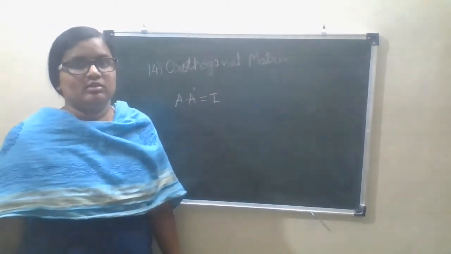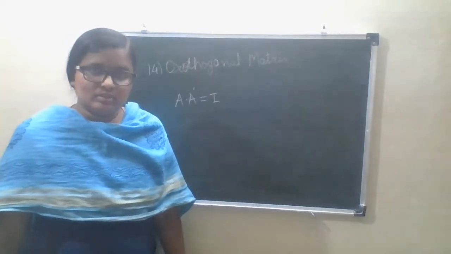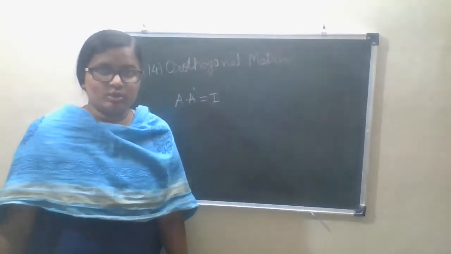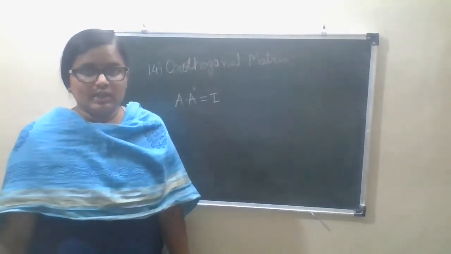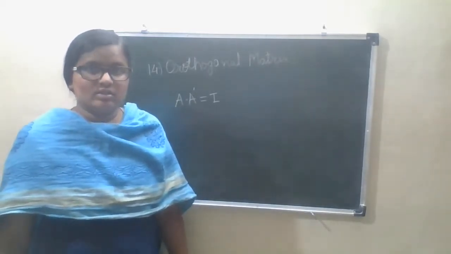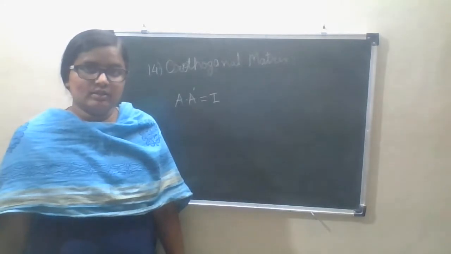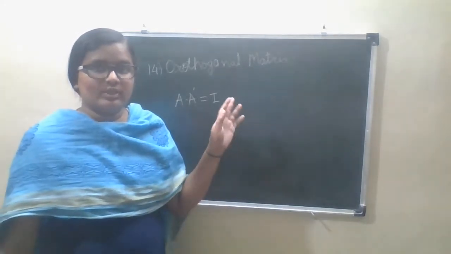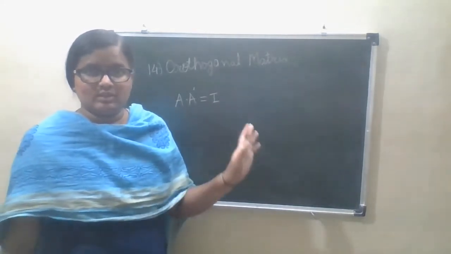A matrix, dot means multiplication. A dot A dash is equal to I, then it is called an orthogonal matrix.